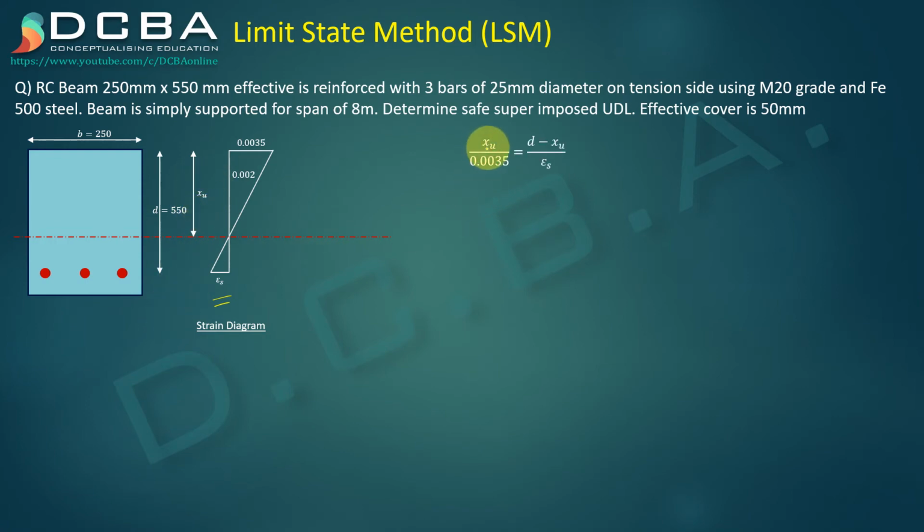So XU divided by 0.0035, taking the similarity of triangles, is equal to D minus XU divided by epsilon s. So epsilon s will be 0.0035 into D minus XU upon XU.